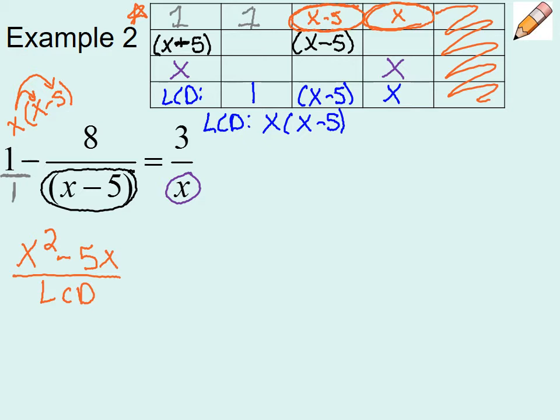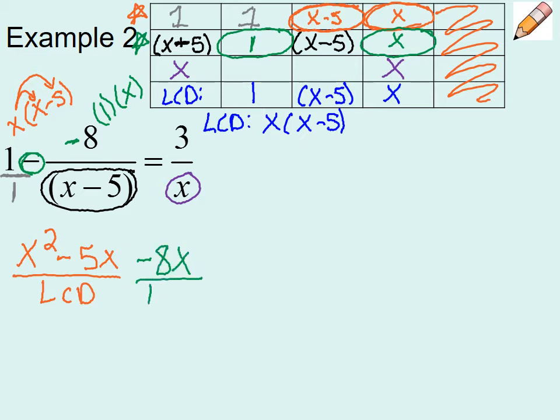Then I'm going to go to my next one. This one right here, what am I missing? I'm missing 2 things. In this one I'm missing a 1. Here I'm missing an x. So I'm going to take, now this is really important, this is a negative 8 because of here, times 1 times x. So negative 8 times 1 is negative 8. Times x is going to be a negative 8x all over my LCD.